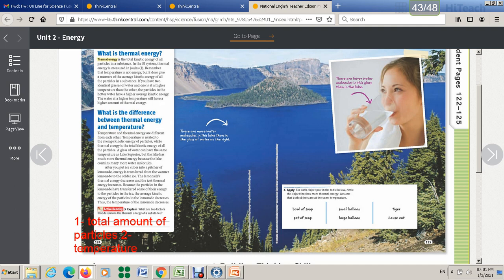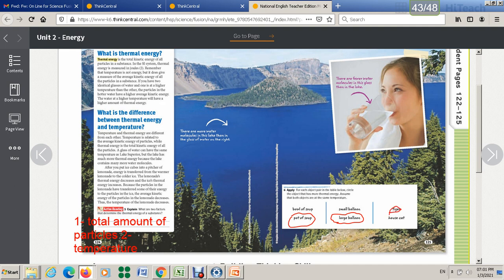So here I have to look at the other factor, which is the number of particles. Let's look at the first one, the bowl of soup and the pot of soup. Which one is more? For sure, this one. It's bigger because it has more particles. Small balloon, large balloon, for sure large balloon. Tiger or a house cat, for sure tiger.